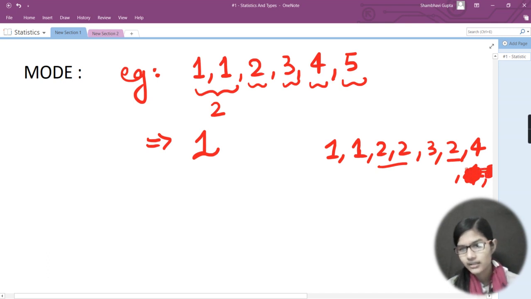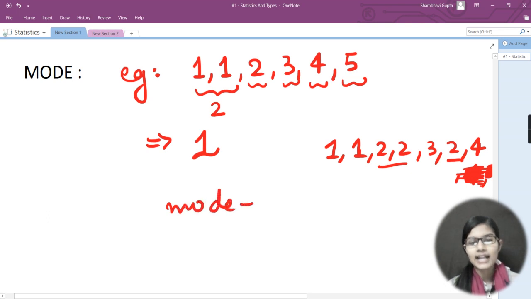Okay, it has gone to the next line, so it's not fine. Let's take it as a single line example. So here I have written a list of numbers in which we have 1, 1, 2, 2, 3, 2 and 4. So basically here 2 is repeating 3 times. So the mode for this would be 2. As the definition says, the mode for a number list is the number which is repeated more times in that single list.